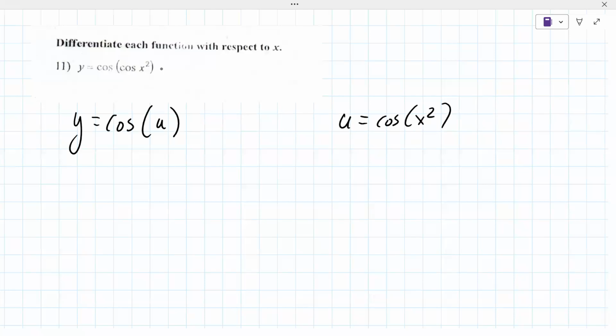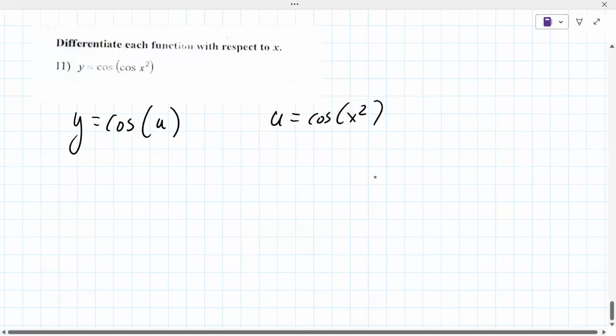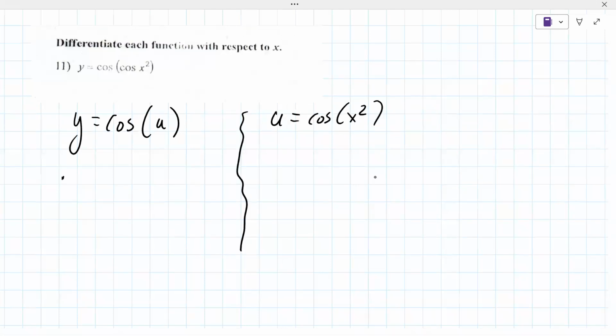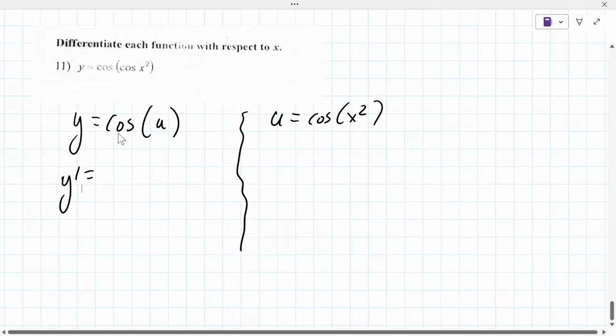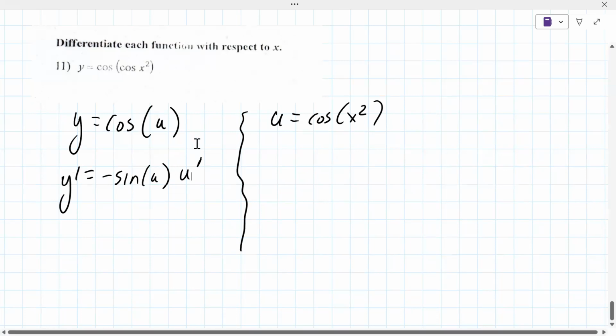And so the derivative of what's on the left here, y prime, the derivative of cosine. What's the derivative of cosine? Can you tell me? Negative sine. Negative sine u, but then you have to take the derivative of the inside function, which is u prime. That's the chain rule. The chain rule means you have to take the derivative of the inside function until you're done with inside functions.